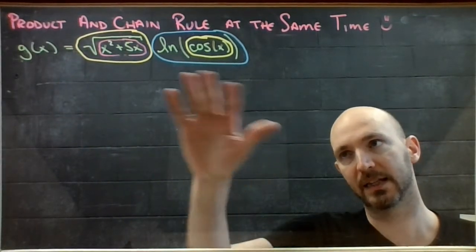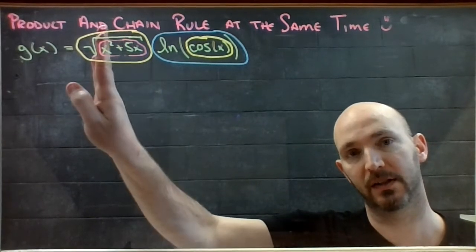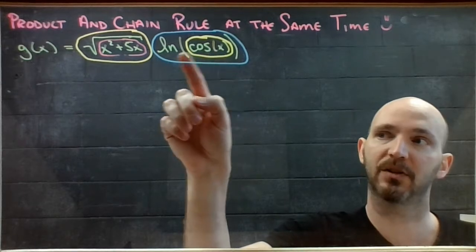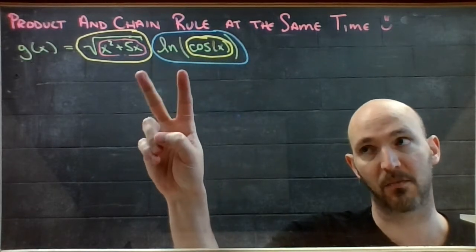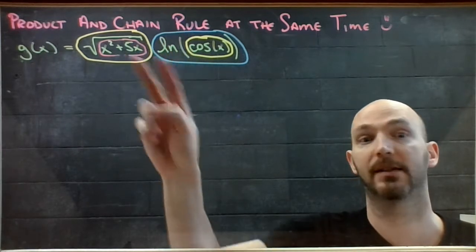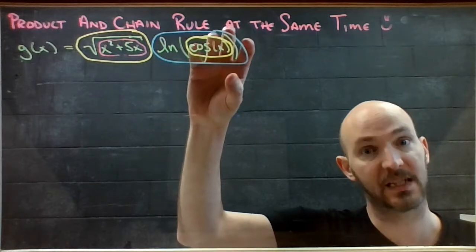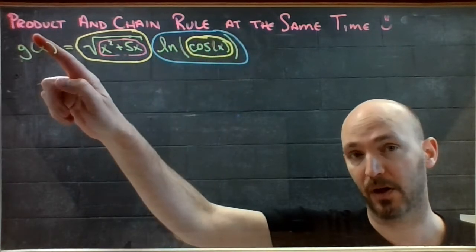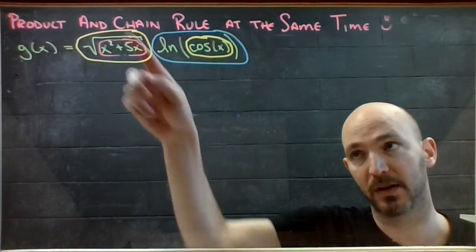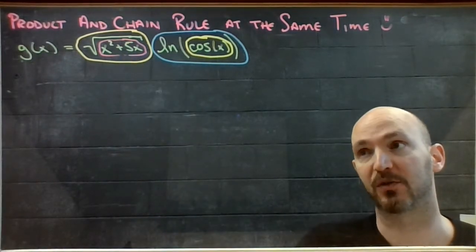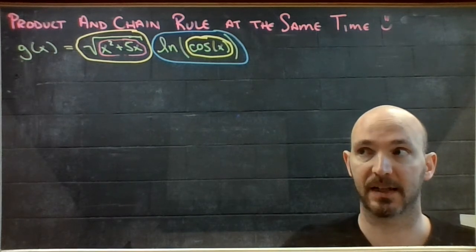So looking at this particular function, I have a function buried in a function on this side, and I have a function buried in a function on this side, and then I have those two pieces multiplying each other, not inside each other. So because I have two separate sets of loops, I'm going to need product rule. And because there are loops in loops on both sides, I'm going to need chain rule in order to finish my product rule setup. So like the last one, I'm just going to set up some infrastructure.